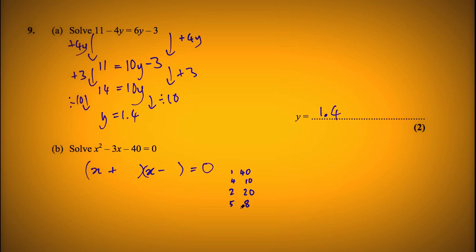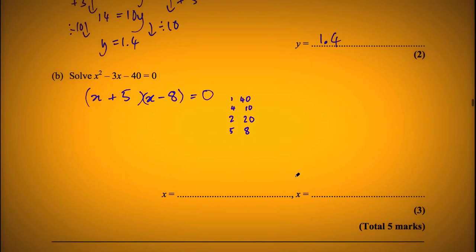So none of these work, but 5 and 8 do work, and then I've got to make sure that I've got minus 3 as an outcome, so that's minus 8 and plus 5, more negative than positive, to end up with minus 3x there. Having got that far, either x plus 5 equals 0, in which case x equals minus 5, or x minus 8 equals 0, in which case x equals 8.